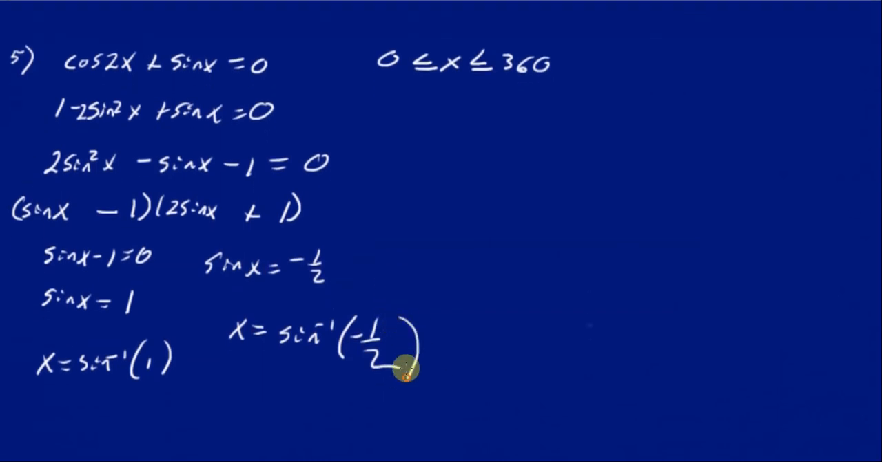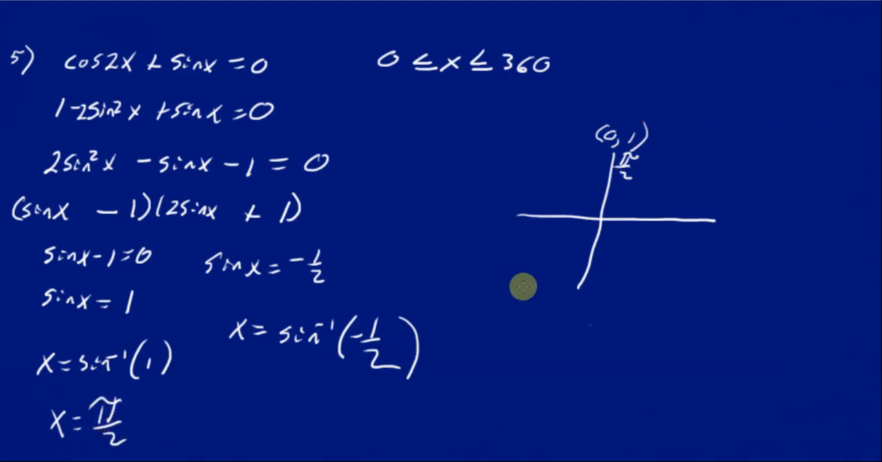Okay, so now we're going to take that information and look at our unit circle, see if we can come up with some answers. Where is the sine positive 1? Positive 1 right here at pi over 2. So this gives me one solution: x is equal to pi over 2. Where's my sine negative 1/2? The sine is negative in the third quadrant and the fourth quadrant.